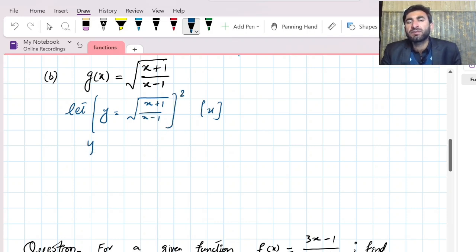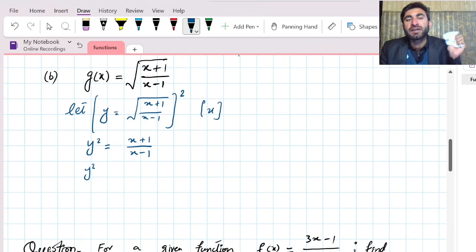The left side will become y square, and the square root on the right hand side will cancel out, giving us (x plus 1) divided by (x minus 1). In the next step we will move x minus 1 to the left hand side, giving us y square times (x minus 1) equals x plus 1. So just multiply y square with x minus 1, giving us y square x minus y square equals x plus 1.